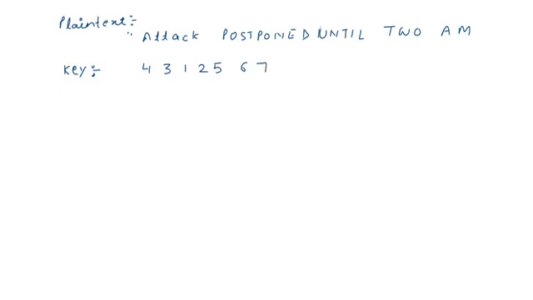The key generation is always a random algorithm. The key is 4-3-1-2-5-6-7. How many letters are in the key? There are 7: 1 2 3 4 5 6 7. So our rectangle will have 7 columns, and we will write the text in 7 columns.